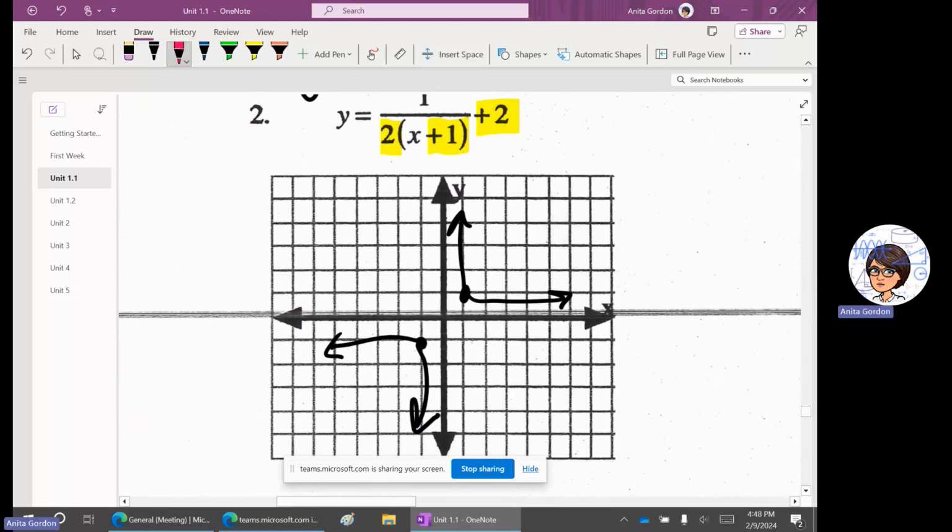But we are moving this in by 1/2, squeezing it in. Then we are moving our key points left 1, up 2. Here's my new point. Left 1, up 2. Here's my new point. So my little thingies are going like this.